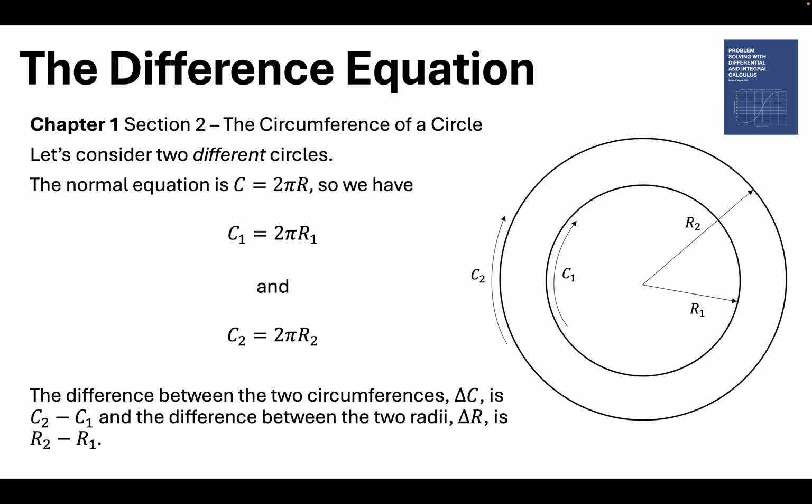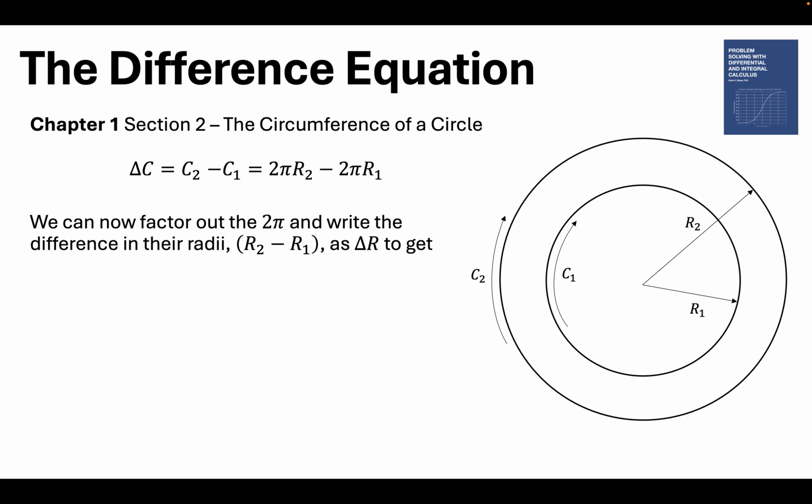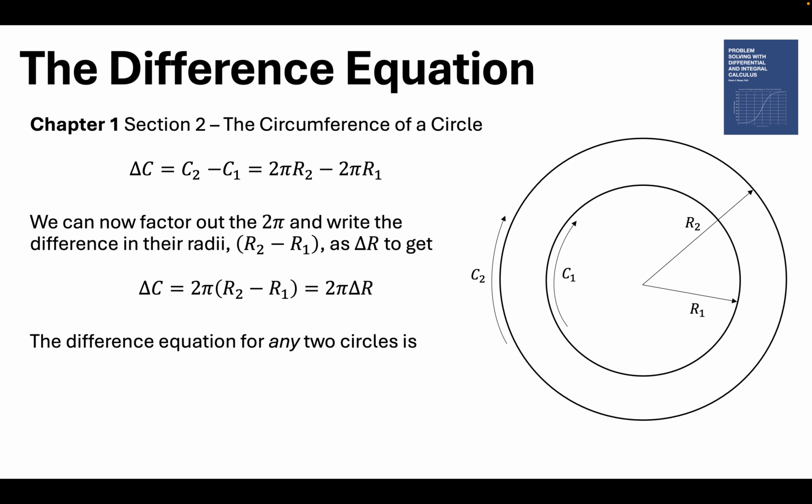So let's subtract the circumferences to get delta c. Delta c is c2 minus c1, which is 2 pi r2 minus 2 pi r1. We can factor out the 2 pi from the right-hand side and write the difference in the radii, r2 minus r1, that's delta r. So the difference equation is delta c is 2 pi delta r for any two circles.